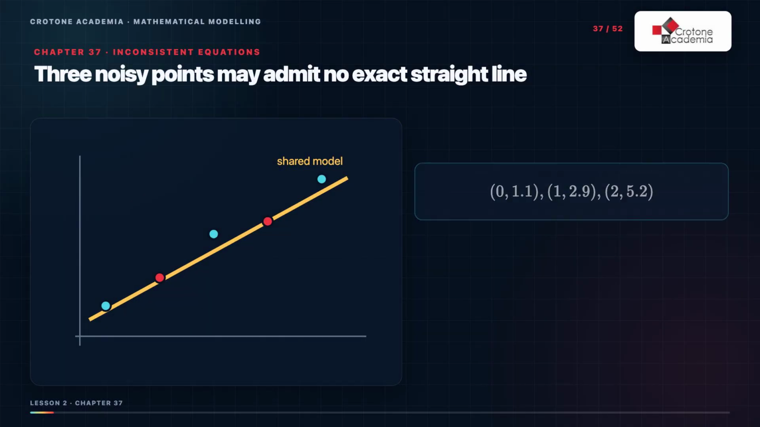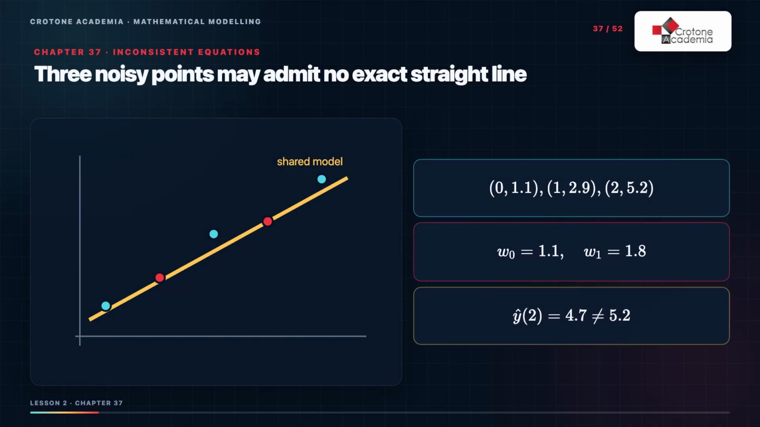Now, watch noise create inconsistency. The points are (0, 1.1), (1, 2.9), and (2, 5.2). Fitting the first two exactly gives W0 equals 1.1 and W1 equals 1.8. At x equals 2, that line predicts 4.7, but the observation is 5.2. The first two equations determine parameters that fail the third. No shared straight line passes through all 3 points.